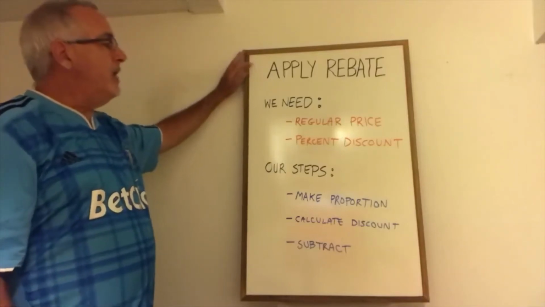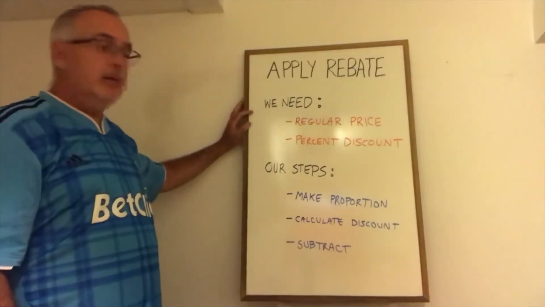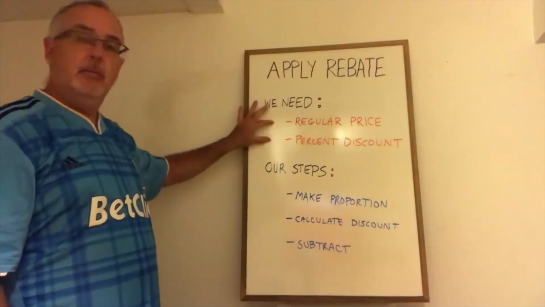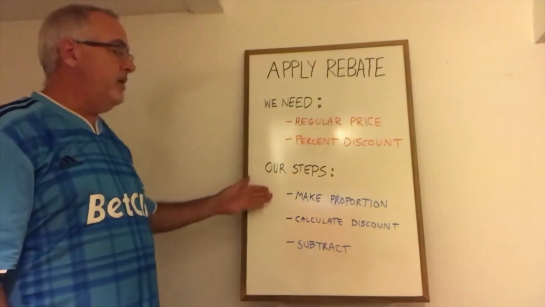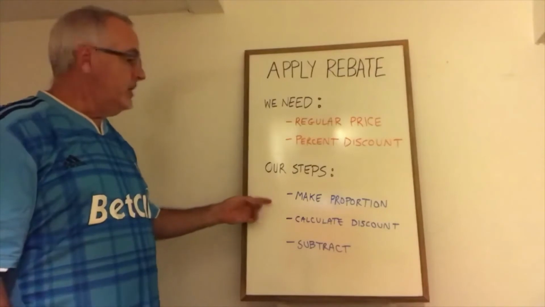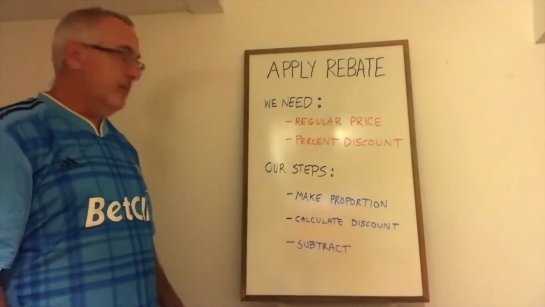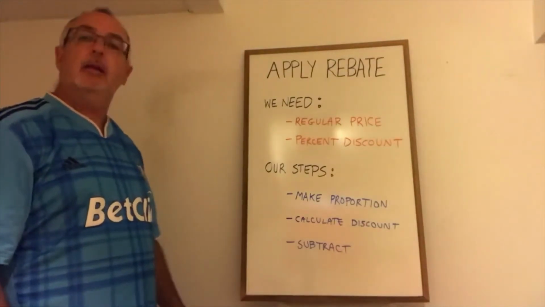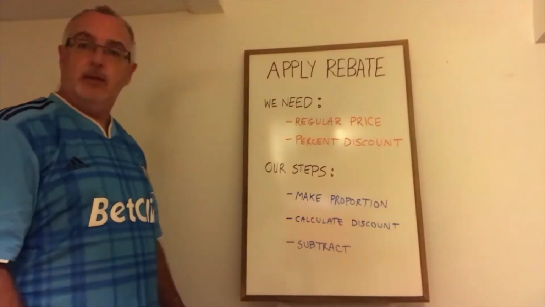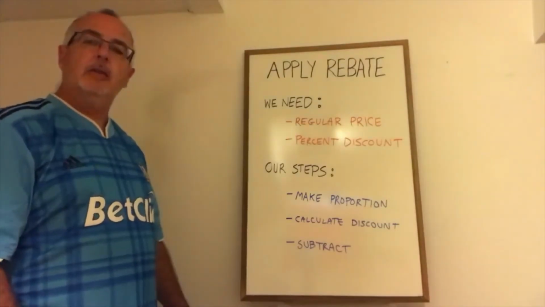What we need to apply a rebate is we need to know the regular price and the percent discount. And the steps that are involved are to make a proportion, use the proportion to calculate the discount, and then subtract to get the new sale price. Let's go to the desktop of the computer and we'll do our examples there.